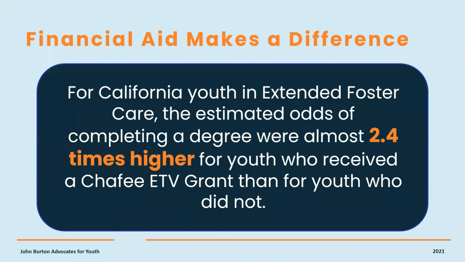There was also a new study that was just released last month through Chapin Hall, their Cal Youth study. They've been tracking the impacts of extended foster care for our youth here in California. And it shows through the study the different characteristics and factors that impacted a youth's ability to enroll in college, but also complete a degree. And what they found is that the estimated odds of completing a degree for those youth were almost 2.4 times higher for youth who received a Chafee ETV grant than for youth who did not.